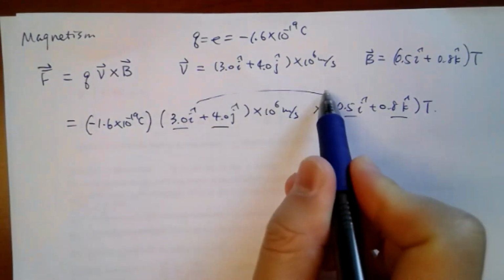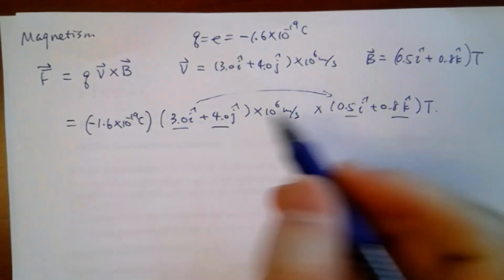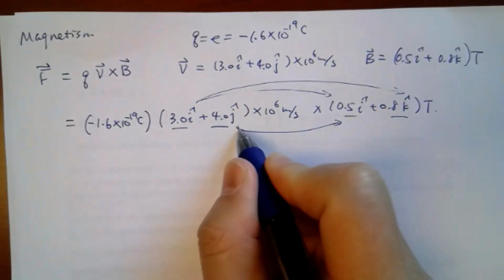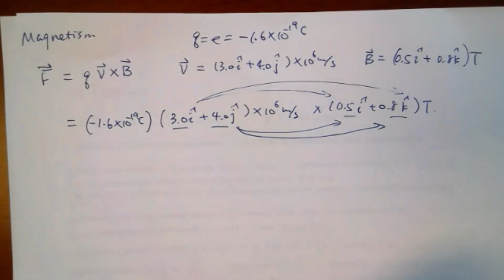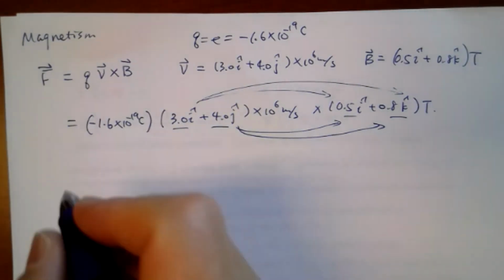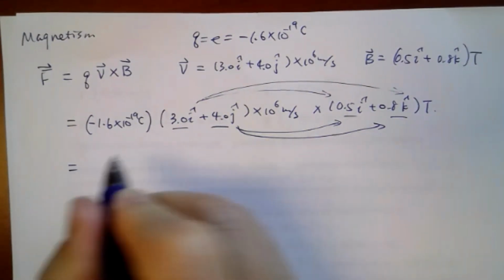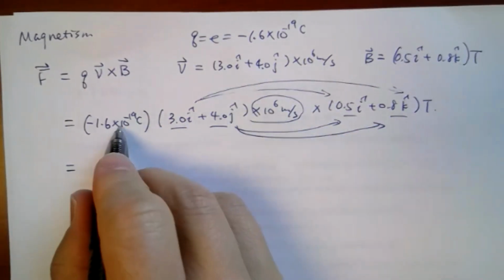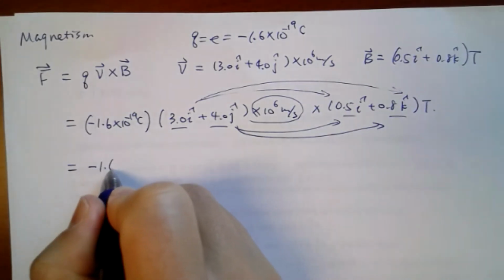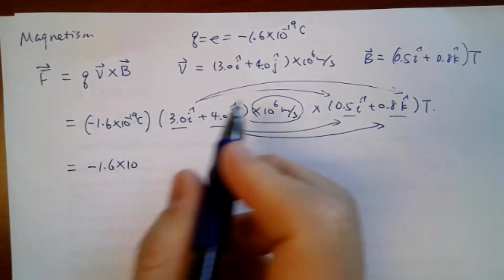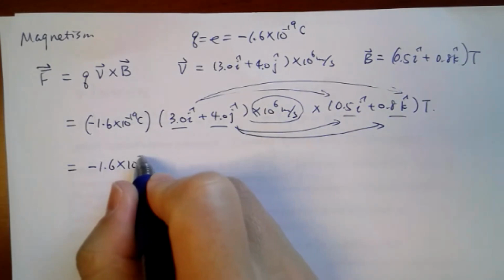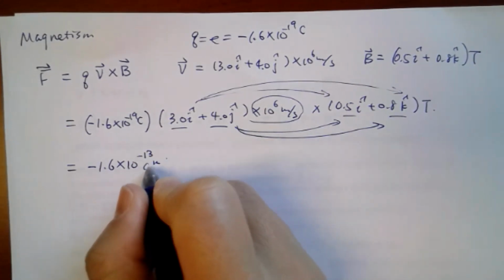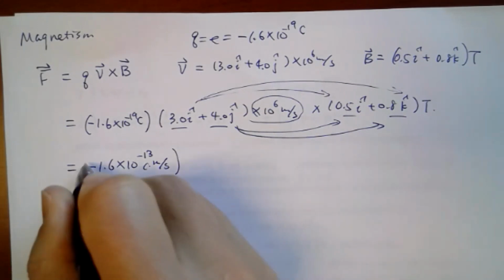So this guy goes in, the 3.0 I, and then goes in there. This guy goes in there, and this goes in there. So you'll get four terms, but we can put this in front. So this will give you minus 1.6 times 10 to the minus 19 and positive 6, so that gives you minus 13, coulombs times meters per second.